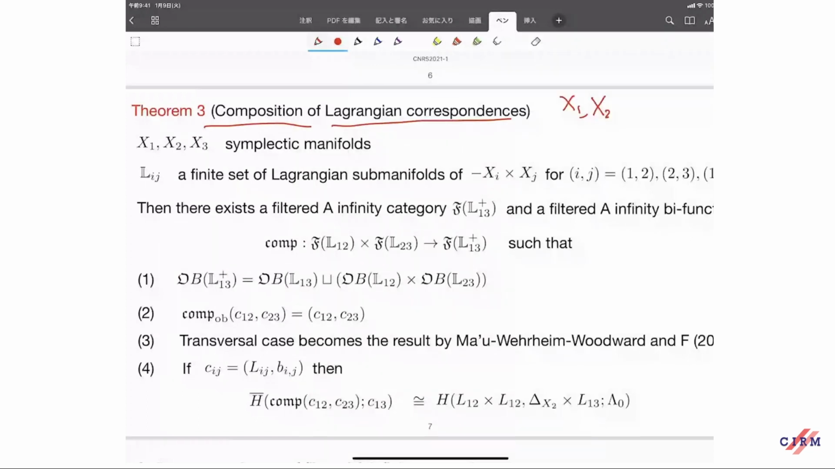And then we have this Lagrangian correspondence. So that is a Lagrangian submanifold of a product. According to Weinstein, we want to regard this kind of Lagrangian correspondence as a morphism of the category of symplectic manifolds. And then the composition is something like this.